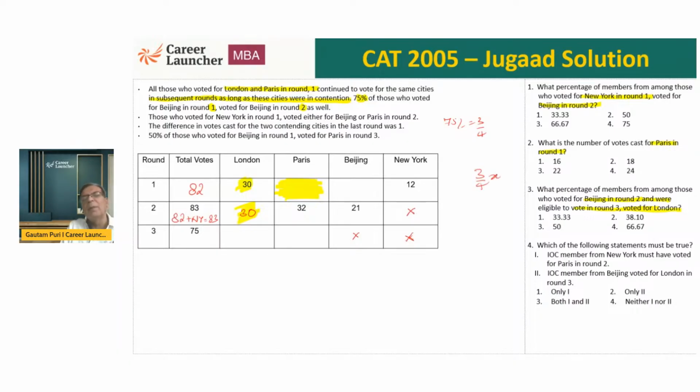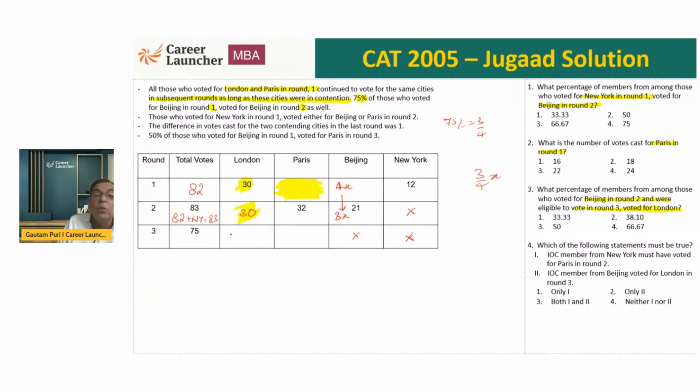But I have a problem. I normally don't want to work with decimals and fractions. I want to work with integers. So what will I do? I'll assume the number of voters for Beijing in round 1 would be 4X. Out of them, 75%, 3X, continued to vote for Beijing in round 2. Where will the remaining X go?